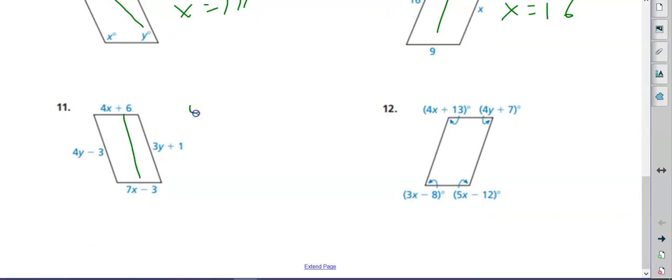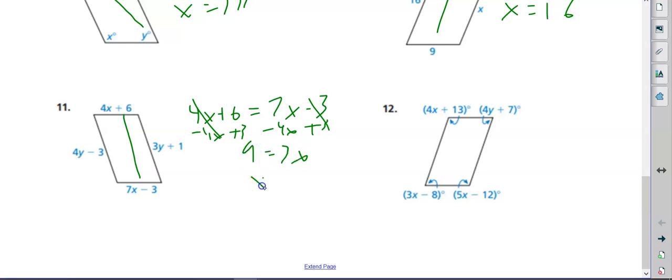Opposites are equal, 4x plus 6 equals 7x minus 3. Subtract 4x, add 3. So 7 minus 4 is 3x, 6 plus 3 is 9, x is 3.